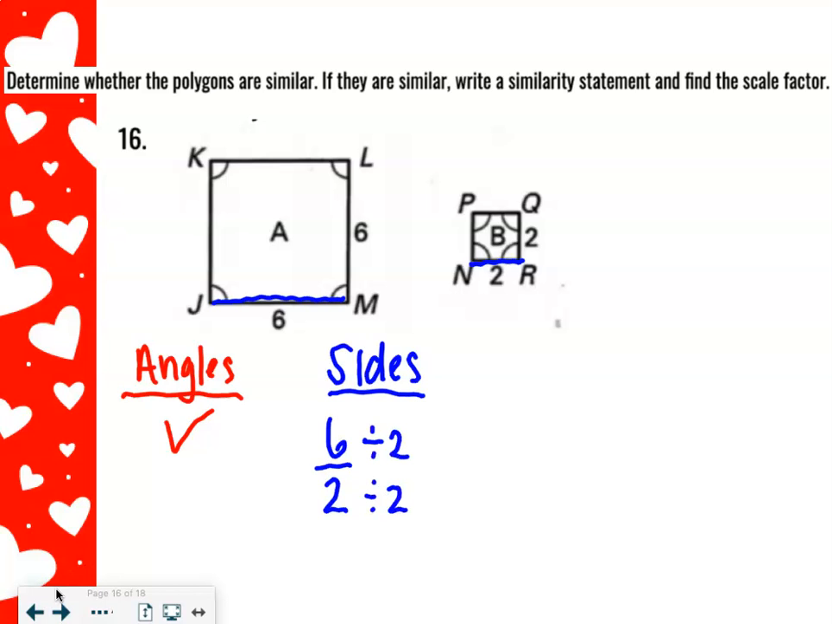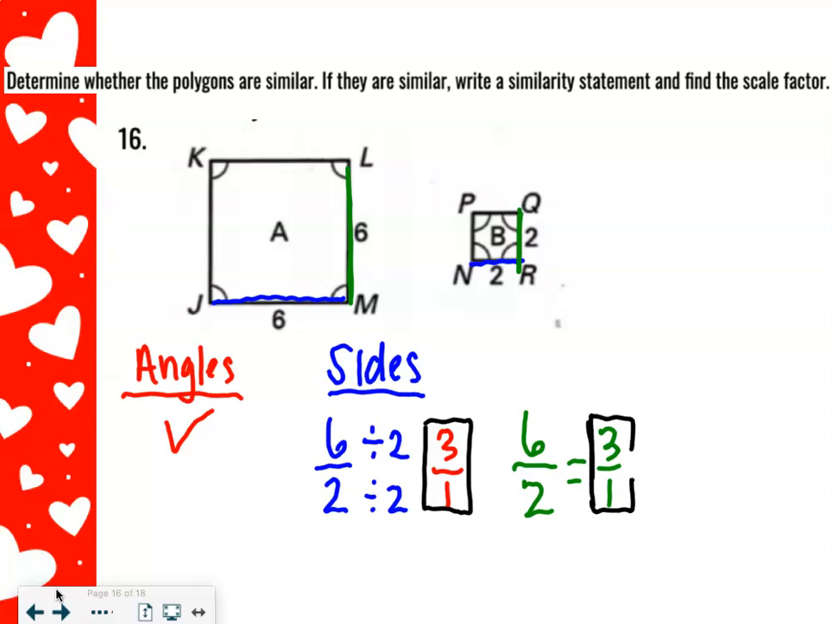And then I'm going to get 3 over 1. Perfect. Now we have to check our other 2 sides. But the fancy thing for us is they're the same number, 6 over 2. We know that reduces to 3 over 1. So since our scales, our ratios, are the same, these are indeed proportional. So our final answer, we're going to say yes.